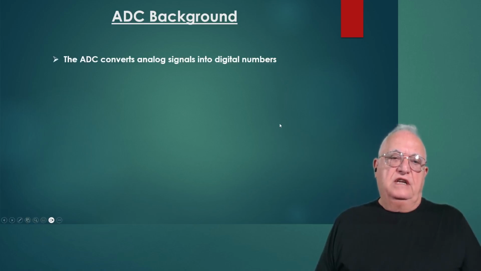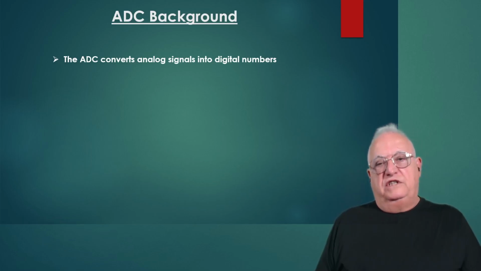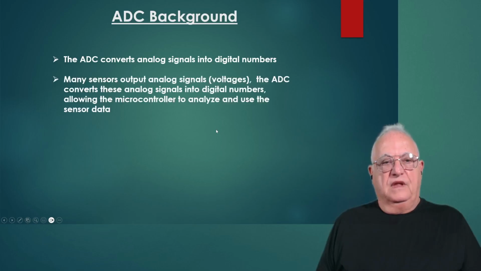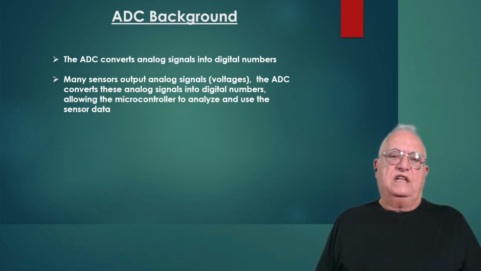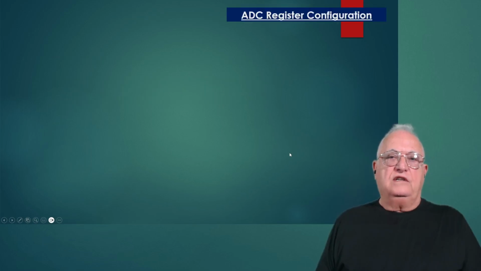Now the ADC converts analog signals into digital numbers. Many sensors output analog signals. The ADC converts these analog signals into digital numbers, allowing the microcontroller to analyze and use that data. Let's look at the register configurations.